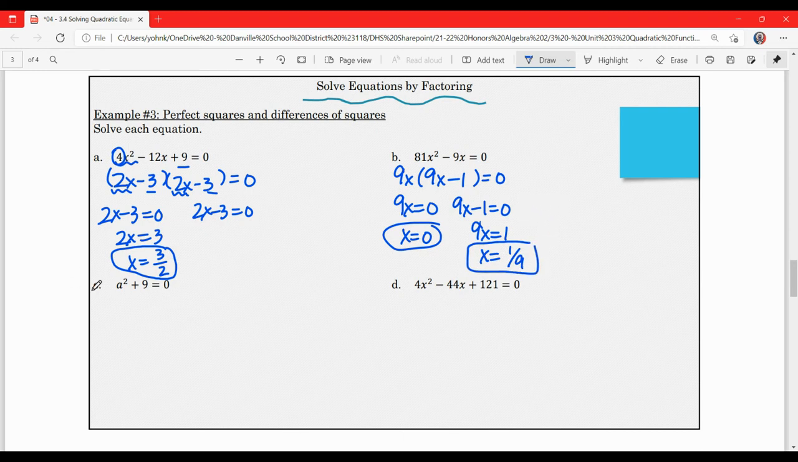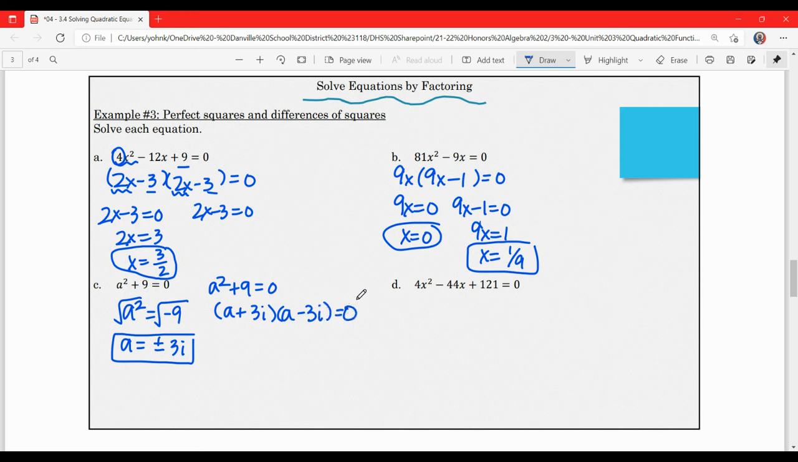All right, if we take a look at letter C, a squared plus 9 equals 0. Well, I can factor this if I want to, or it's easier if you move the 9 over to the other side. So that becomes a squared equals negative 9. Square root both sides. a equals plus or minus 3i. Now, if you really wanted to, you could factor a squared plus 9 into a plus 3i, a minus 3i. Because it's the sum of two squares, I can do this, but I have to make sure I remember those i's.